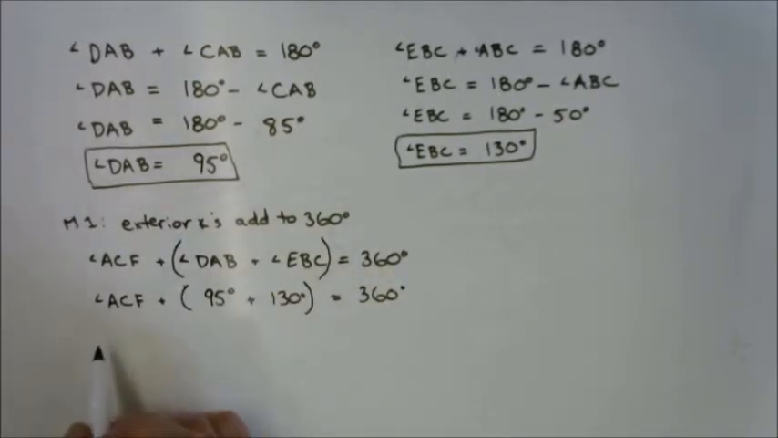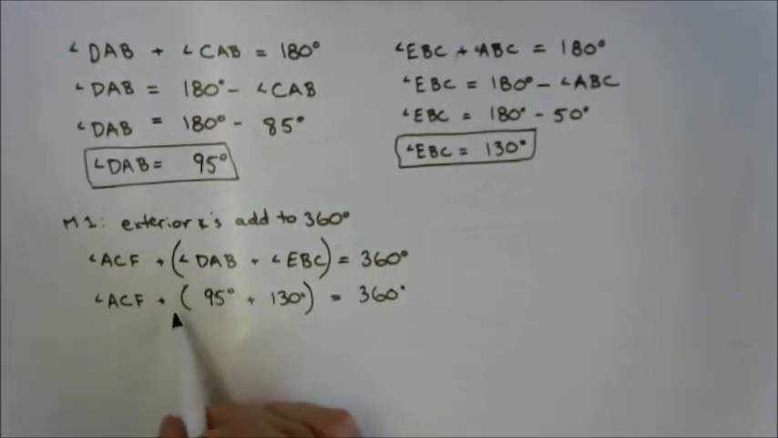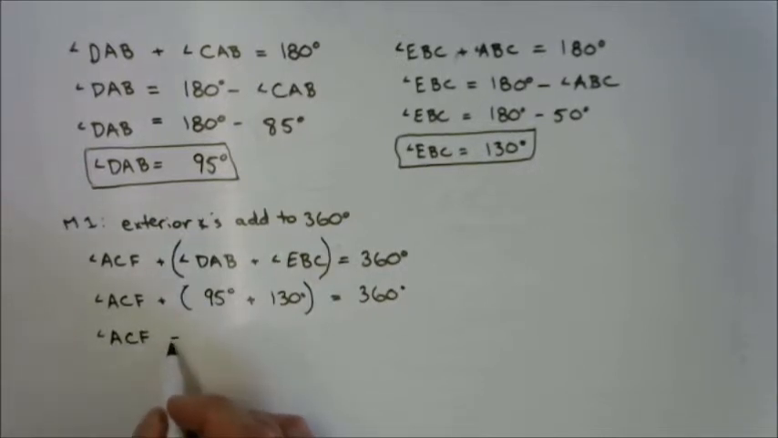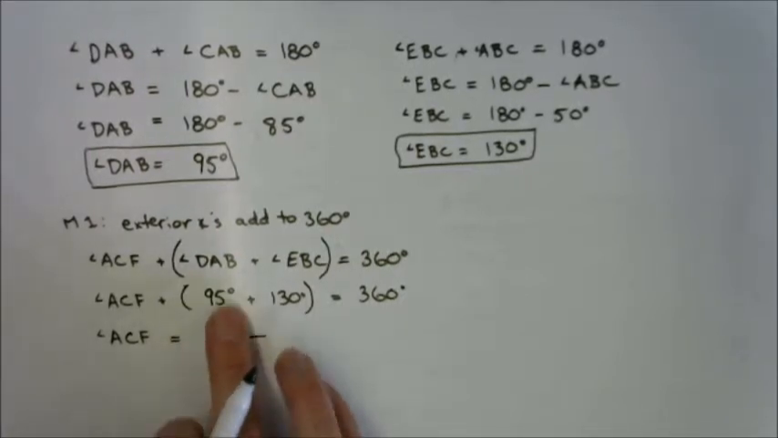So now I'm going to do two steps in one. I'm going to add these two together because they're in a group, and I'm going to subtract that group from both sides. Okay? So we're going to be left on the left with just ACF, and that's going to equal 180 minus this group added together, 130 plus 95. 360. Not 180. Yep, good call. There's one.